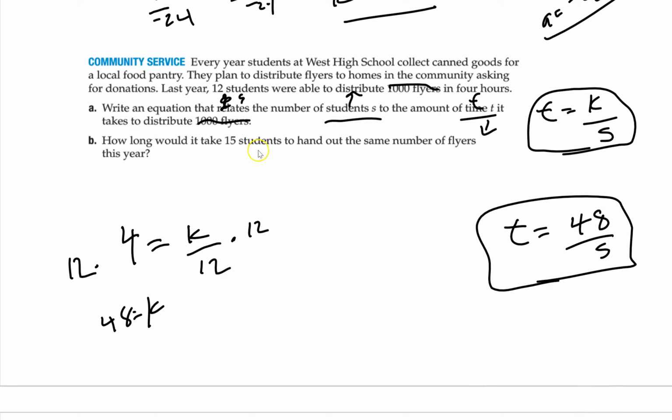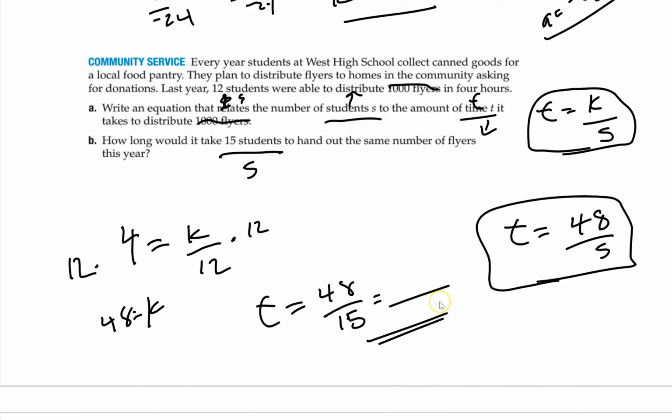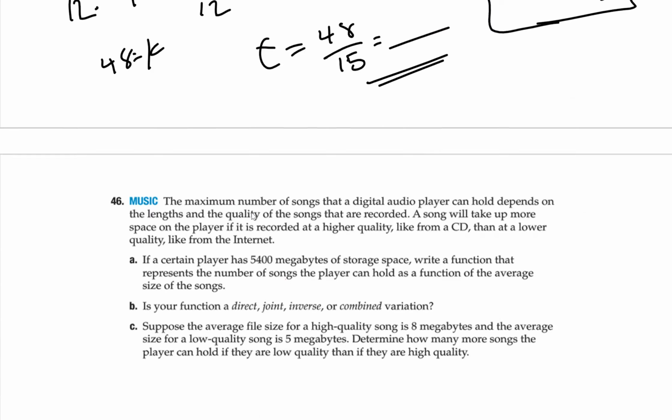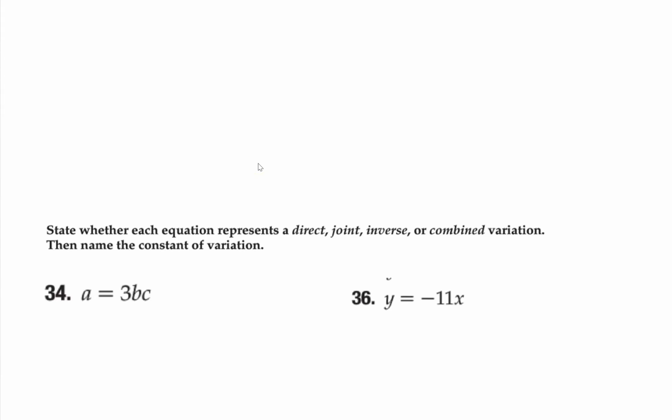Then it says, how long would it take 15 students to hand out the same number of flyers from last year? Well, students is s, right? So plug it in. T equals 48 over 15, and you can get some decimal and get your answer. Right, that's the idea though, right? Inverse relation, so set up the equation. Once you do that, use that to find your k. And once you have that, you can plug in anything you want. We'll skip this one, same idea.